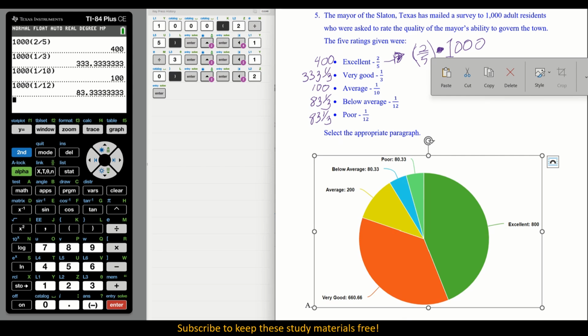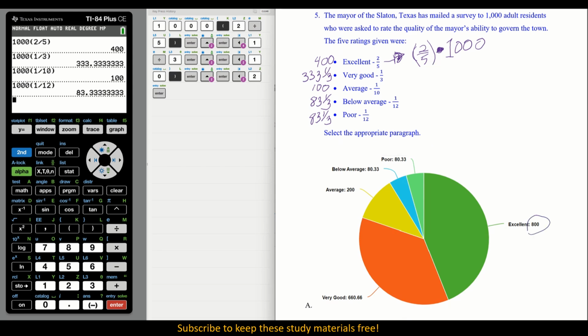This image isn't going to work because they have 800, we need 400. So that's not going to work. So let's continue.